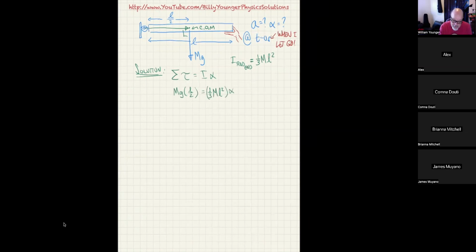You can automatically see that this m is going to cancel out with this m, and one of those L's is going to cancel out with that L. And from this, I can immediately say that alpha is equal to, what's that, 3/2 g over L.